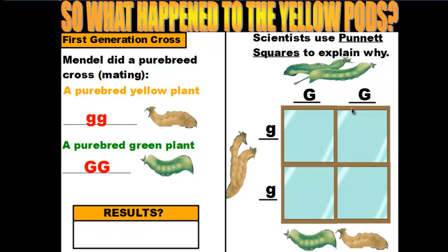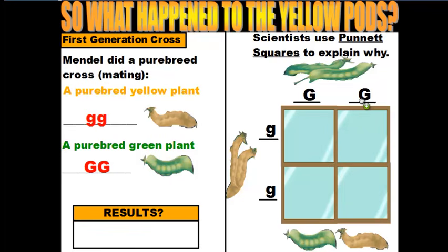So since we have 2 boxes here, and I've put the green parent up here, I'm going to use capital G. So I put 1 capital G over the box, and then the other capital G over the other box. And then I took the yellow pea plant, and I put their genes next to certain boxes. So I have lowercase g here, and lowercase g there.